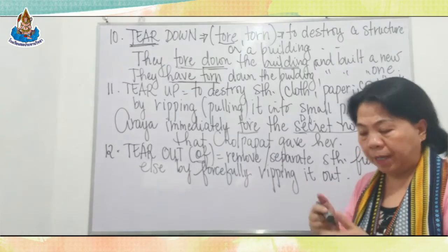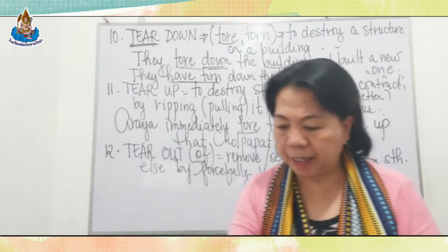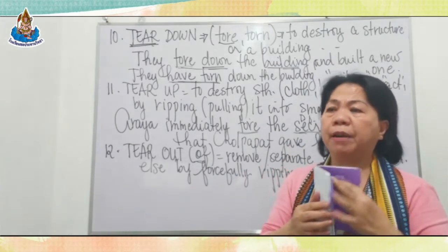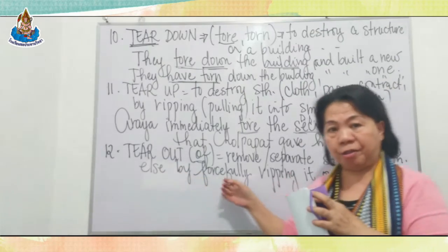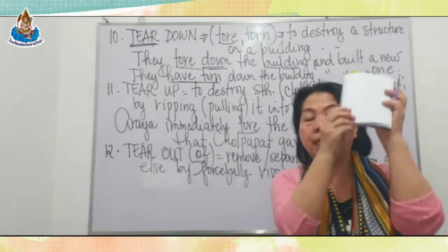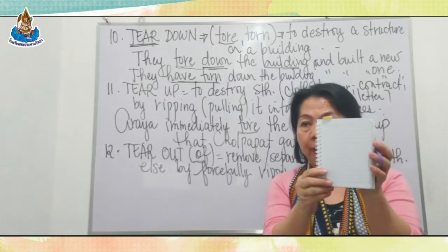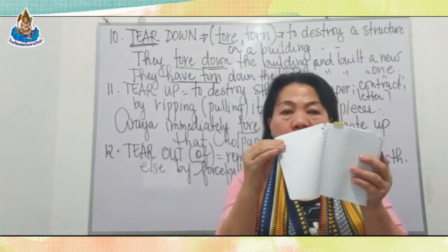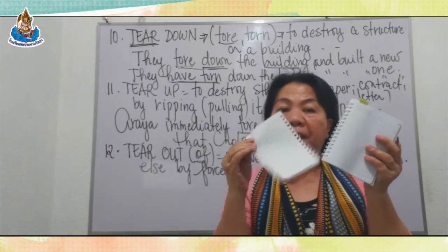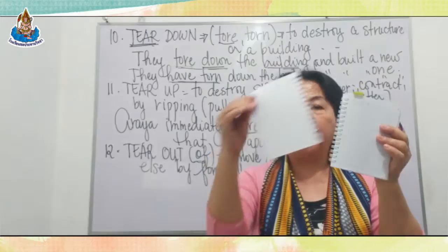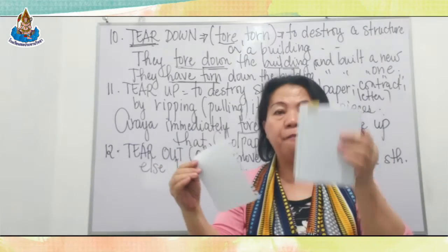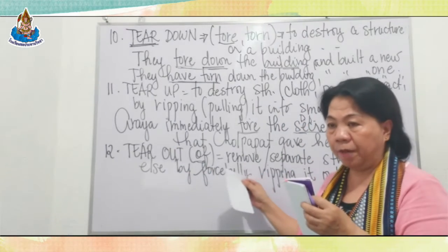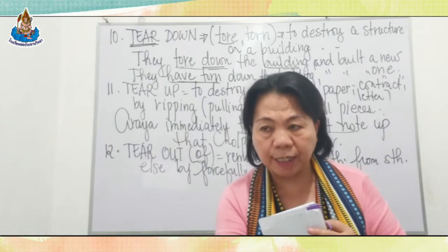Say, for example, I have this notebook, and I want to tear out a page from this notebook. This is what you call the something else. So I have to tear out the page like this from something else, from a notebook. So you're going to tear out a page from something else. This is the meaning of tear out of. Now, how are you going to use it in a sentence?